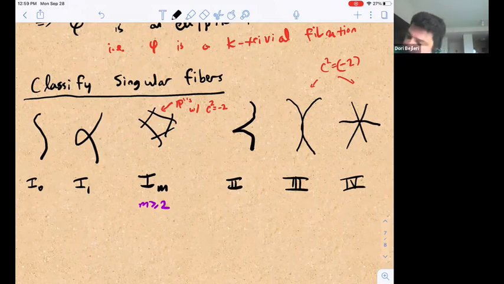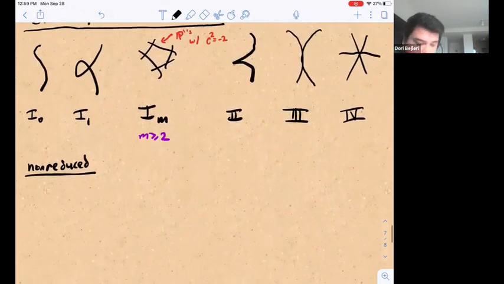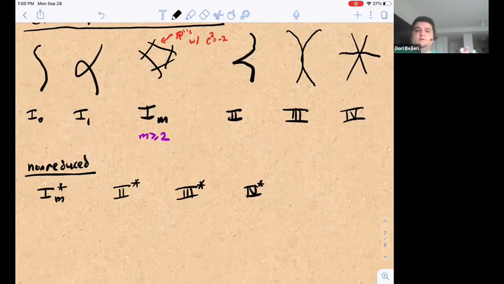And then we have some more complicated ones, which are non-reduced. These are called IN star, 2 star, 3 star, and 4 star. And there's some reason for calling these the star versions of these, but it's not so clear. And these, instead of drawing the full pictures, I'll draw the dual graph of the configuration of curves.